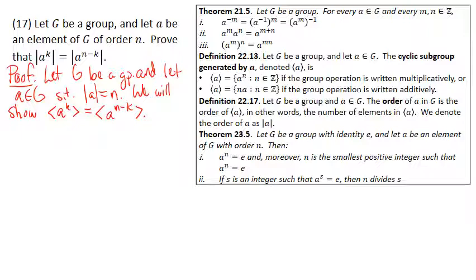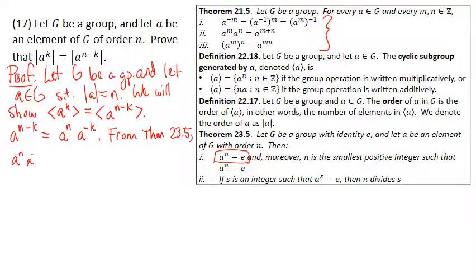So first of all, I can write a to the n minus k. I can always write that using this stuff up here as, sorry, that looks like a greater than sign. So I can write this as a to the n times a to the negative k. And then because the order of a is n, that means that a to the n, using this statement here, from theorem 23.5, then a to the n, a to the negative k is equal to e times a to the negative k, which is just a to the negative k.